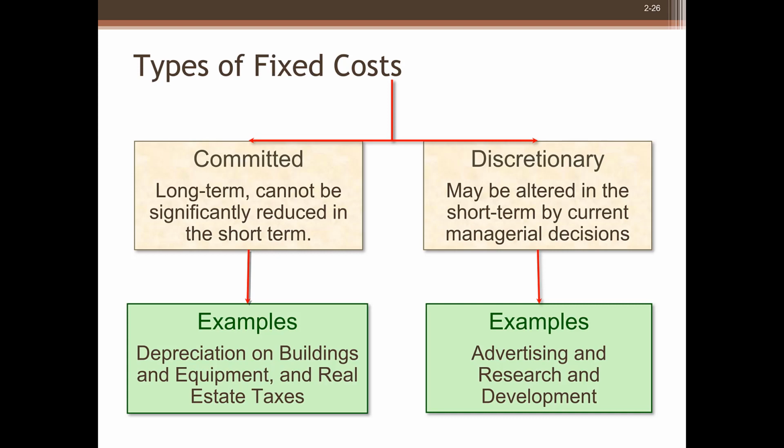For fixed costs, there are two types: committed and discretionary. Committed fixed costs are long-term and cannot be significantly reduced in the short term. Examples here include depreciation on buildings and equipment and real estate taxes. Discretionary fixed costs can be changed in the short term by current managerial decisions. Examples here are advertising and R&D costs.